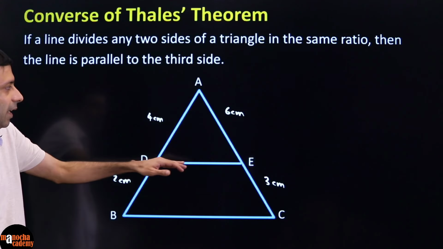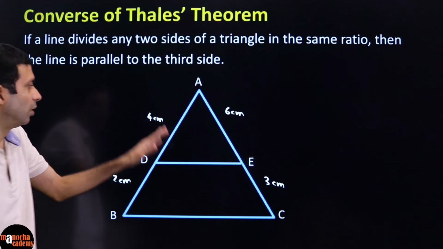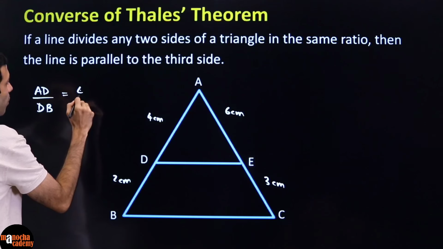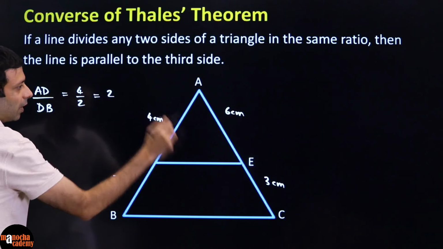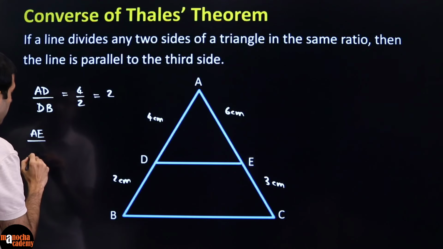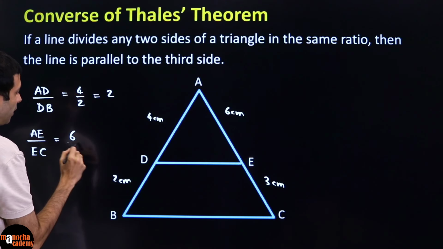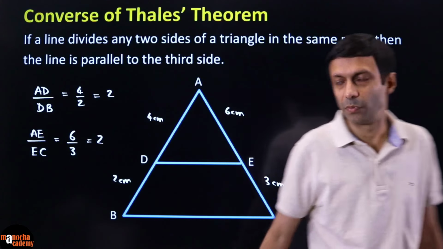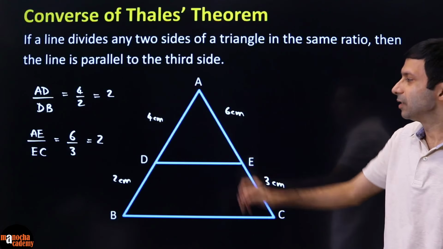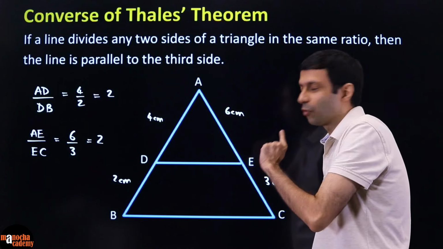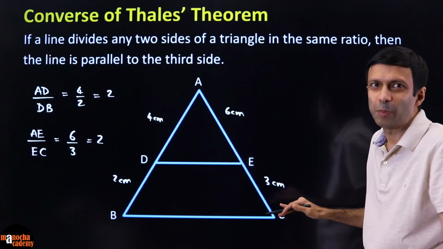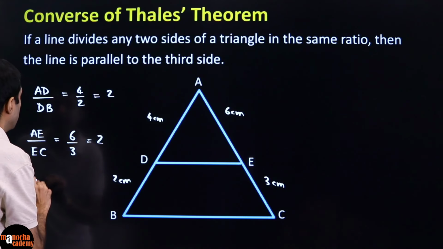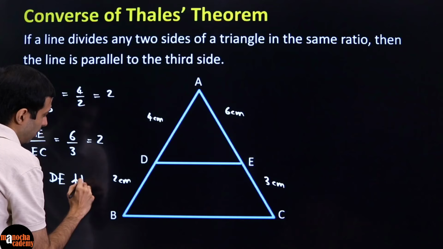So can you see the line DE is dividing both these sides in the same ratio, because AD divided by DB is 4 by 2, which is 2, and similarly AE divided by EC is nothing but 6 by 3, which is again 2. So you can see both are being divided in the same ratio, which is 2:1. If this happens, then this means that the line that you have drawn, DE, is parallel to BC. So if this happens, then we know that DE is parallel to BC.